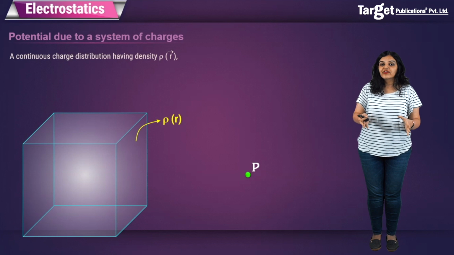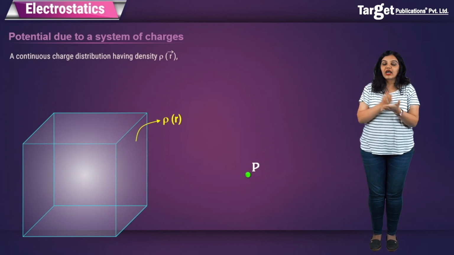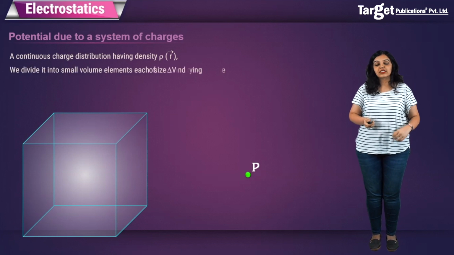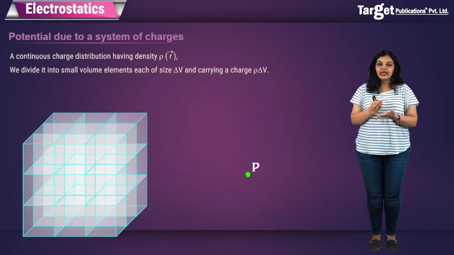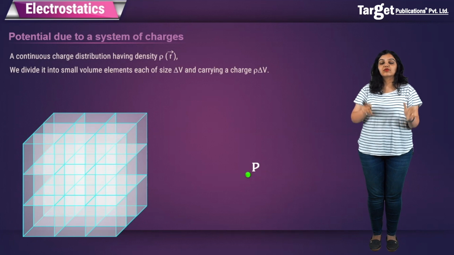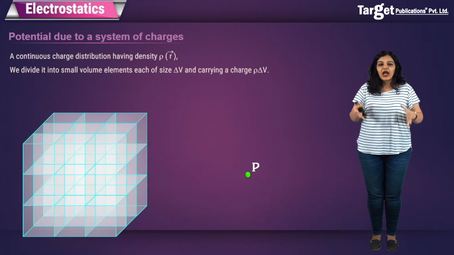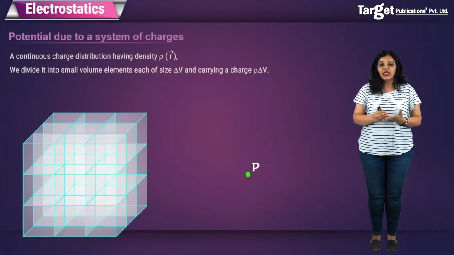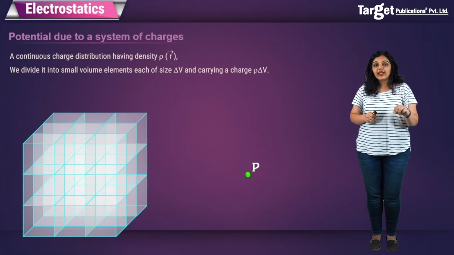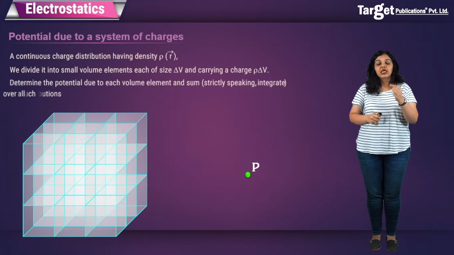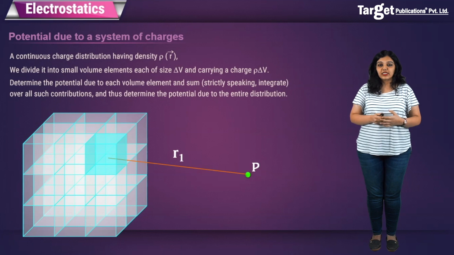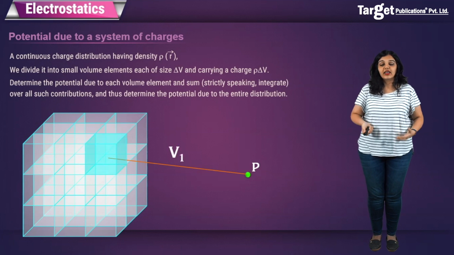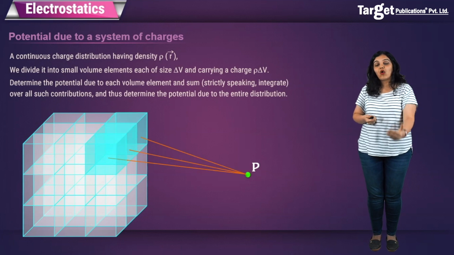So now if I want to find the potential at P, I'm going to cut this volume into small elements. We've done this before and we're doing it again. Every time you see a continuous distribution, you need to cut it up. So if you have a volume charge, that is a 3D object, you cut it up into volume elements, and then you ask what is the potential at point P due to one small element, and for this small element you will find the potential at P. Let's say this potential is V1, and you will repeat this exercise for all the other elements.